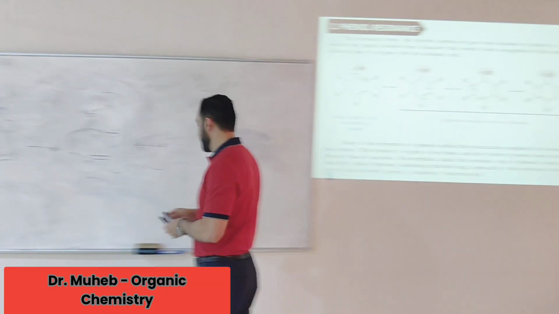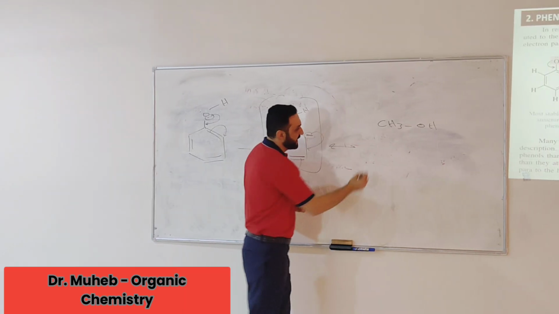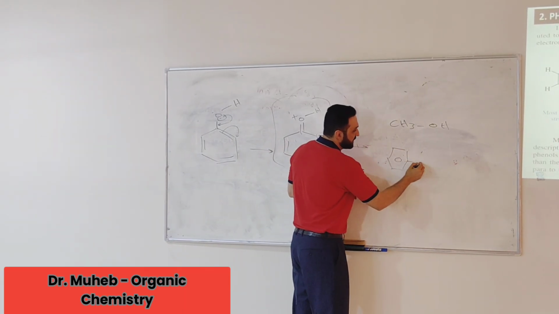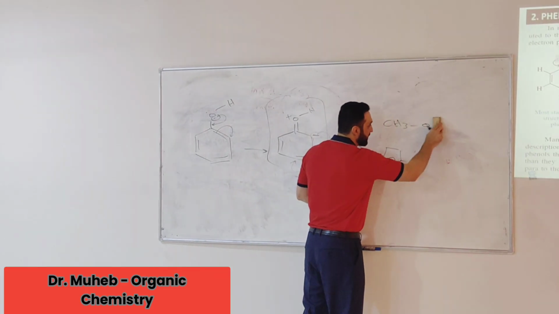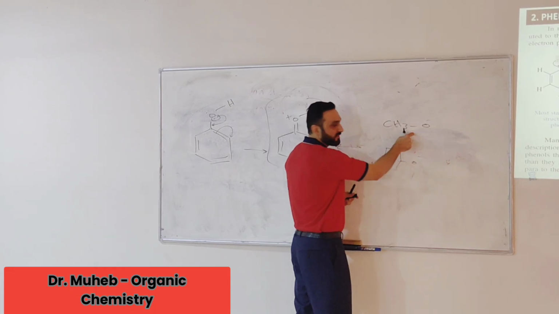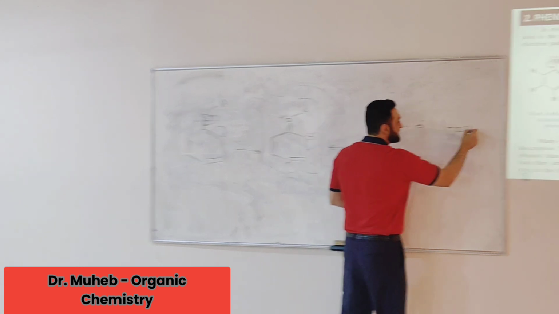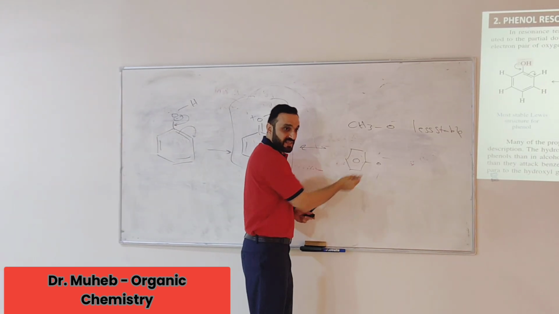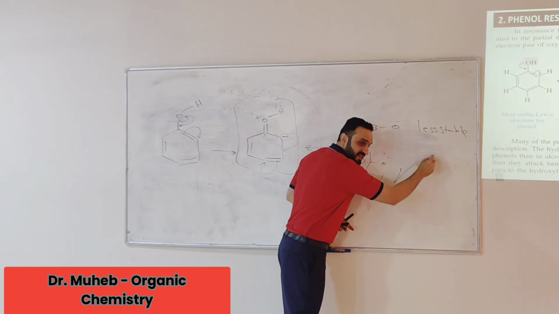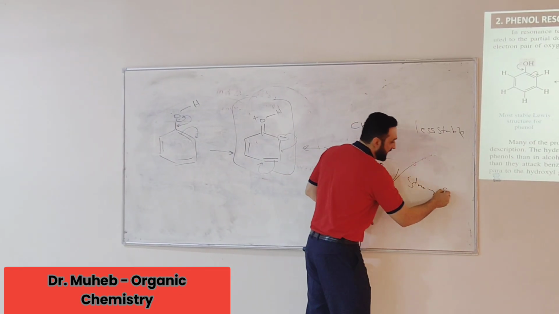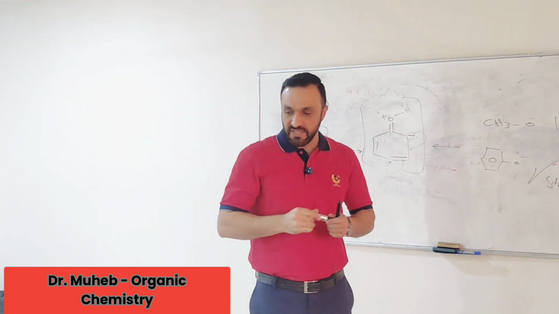For this reason, if you have an alcohol like CH3OH, and you have phenol, which one is more acidic? First step, write the conjugate base. Do we have resonance here? No, that means this is less stable. Do you have resonance here? Yes, we have many resonance structures. That means this is more stable, so this is the stronger acid. This is the rule for you.